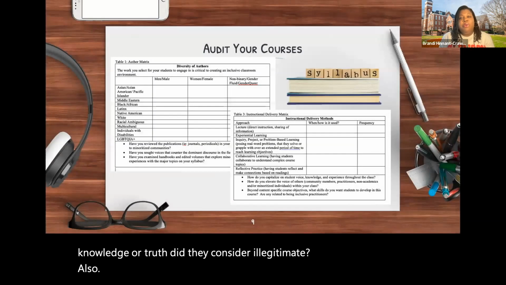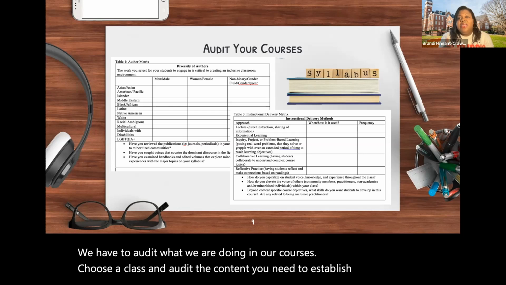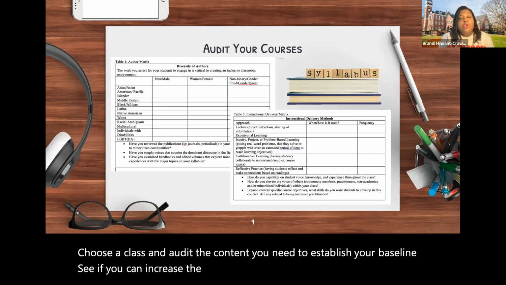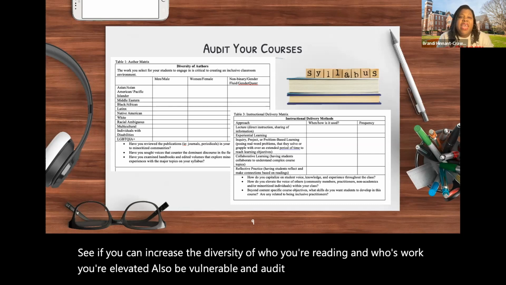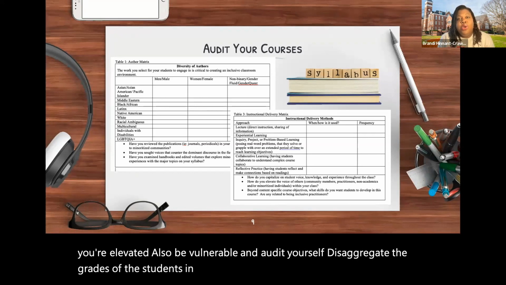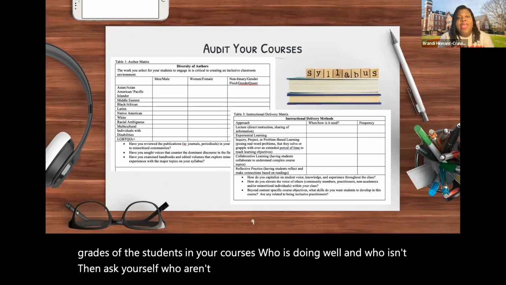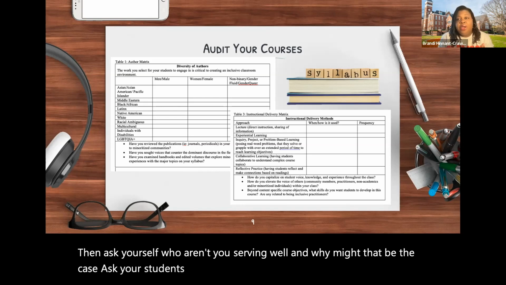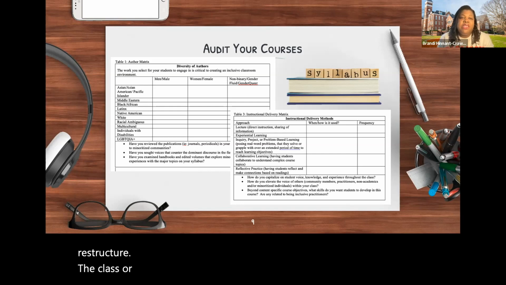Also, we have to audit what we're doing in our courses. Choose a class and audit the content. You need to establish your baseline. See if you can increase the diversity of who you're reading and whose work you're elevating. Also be vulnerable and audit yourself. Disaggregate the grades of the students in your courses. Who is doing well and who isn't? Then ask yourself, who aren't you serving well and why might that be the case? Ask your students for input beyond course evals on how you might restructure the class or assignments, especially to serve students who have not been doing well.